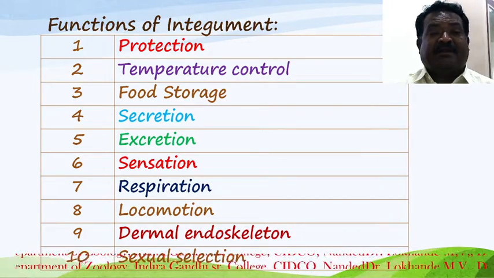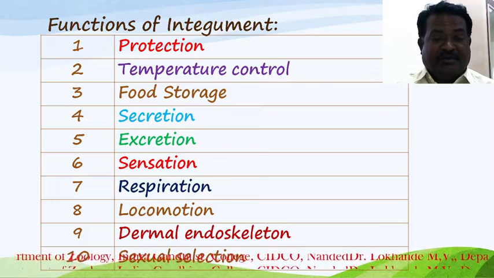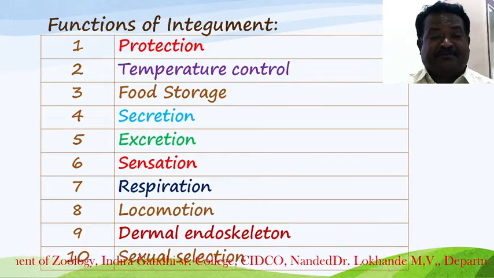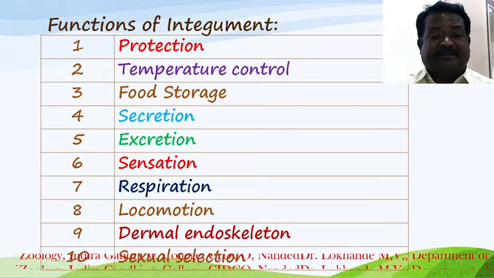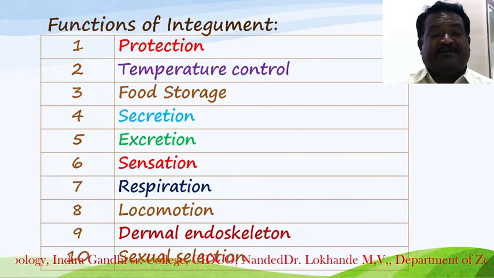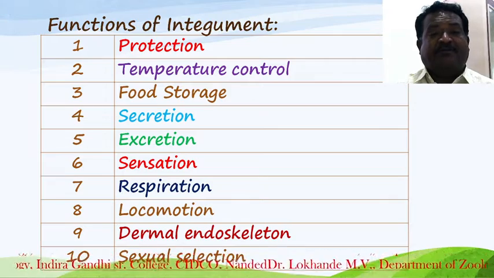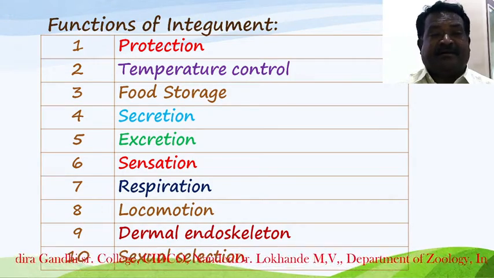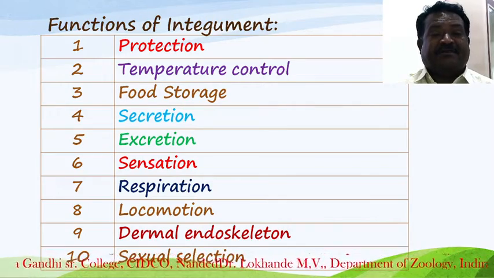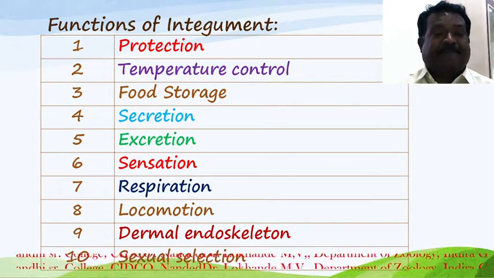Second one is the dermal endoskeleton. So internal body protection through the skin, so that the skin develops different types of organs on the body of the animals, and it protects the internal body of the animals. This is nothing but called the dermal endoskeleton.